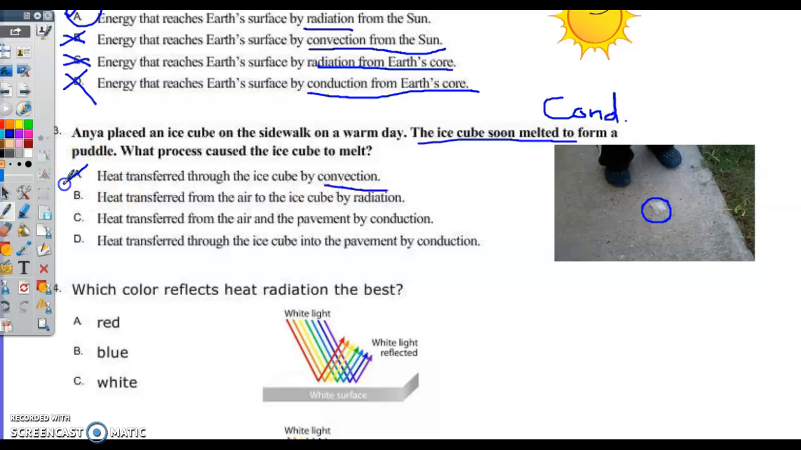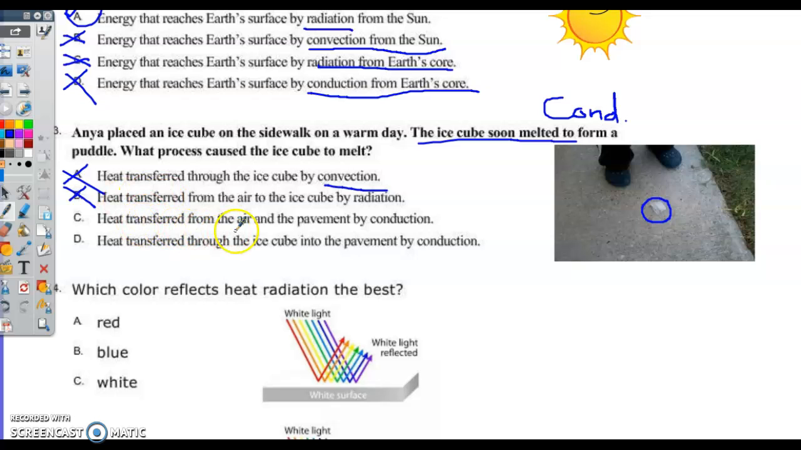No. And I don't like that. Heat transferred from the air to the ice cube by radiation. No. This is one of those that gets a little tricky, and I would probably take this one off of the test, because I think it could really confuse people.